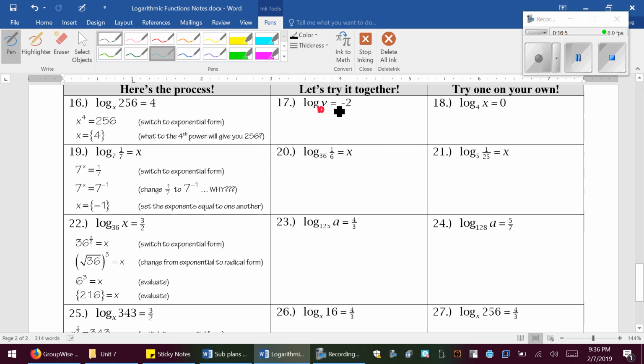Log of v equals -2. Switch it to exponential form, so start with the base, 10. Circle to the other side, so raise it to the -2nd power. And back around, set it equal to v. This one you just now have to evaluate. 10 squared is 100. The negative will drop it down to the denominator.